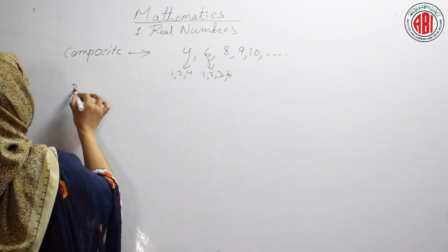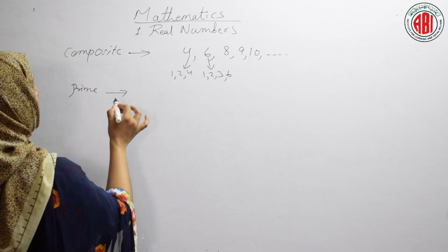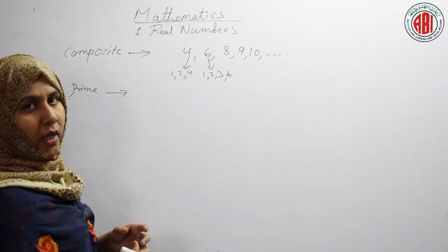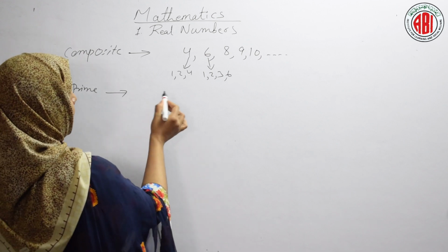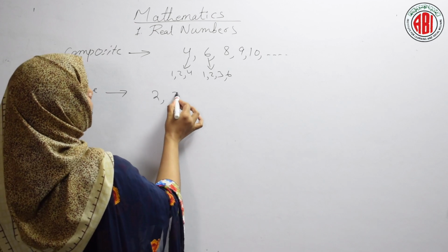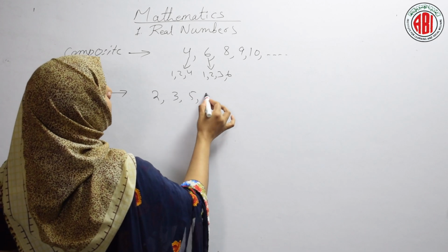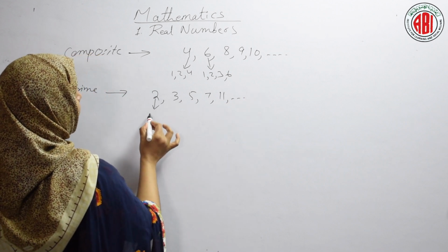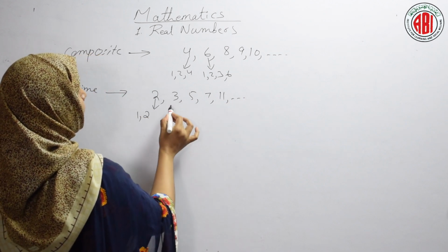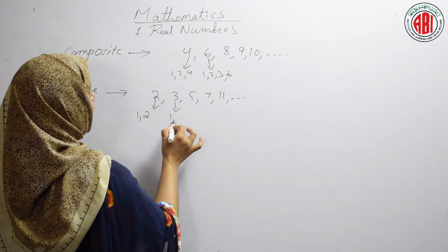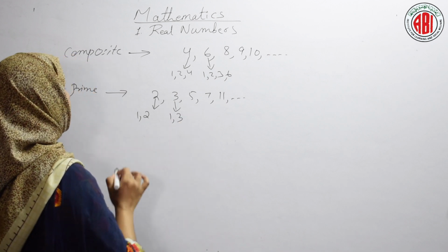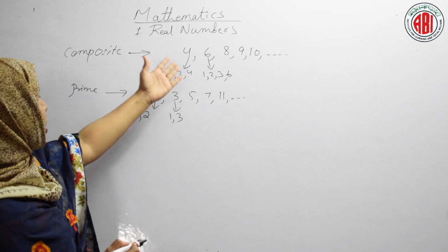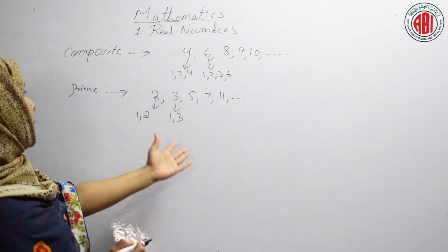Prime numbers are numbers which have only 2 factors, one and itself. As examples we can take 3, 5, 7, 11 like this. Look, 2 has only 2 factors, 1 and 2. 3 has only 2 factors, 1 and itself, that means 3, right. So these are examples of composite numbers, and these are examples of prime numbers.